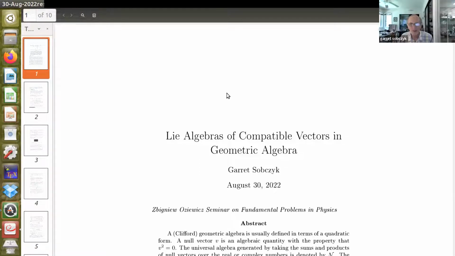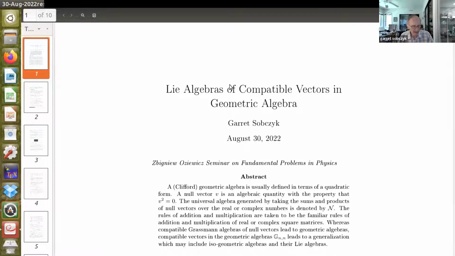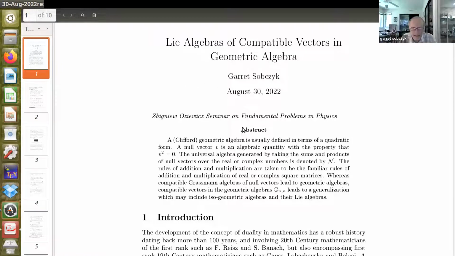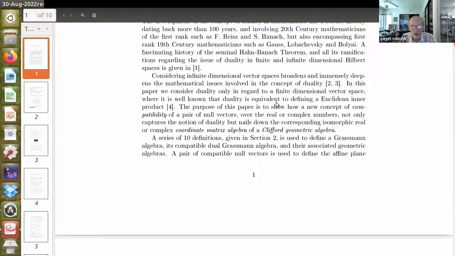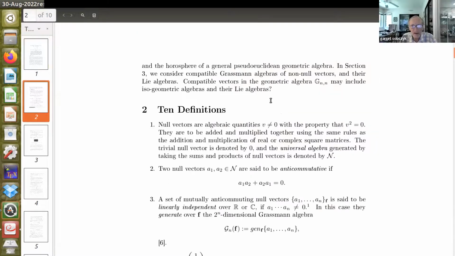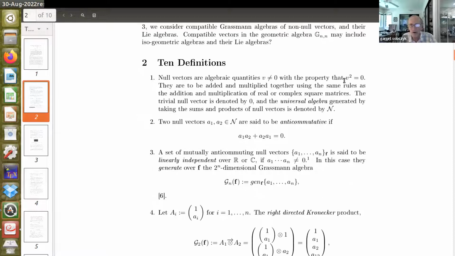Okay, so some of this stuff I think I've already talked about, so I won't necessarily repeat everything. I'll just go to now. We can review these definitions. This is where I define null vectors. We talked about this before. So a null vector is just a quantity such that v squared is equal to 0. That's a null vector then.